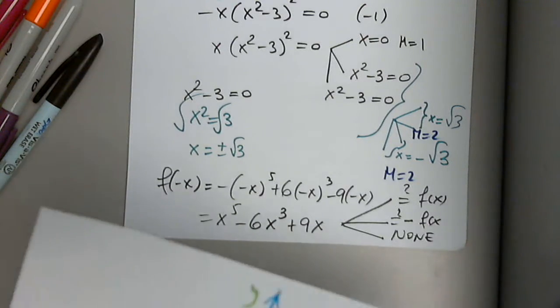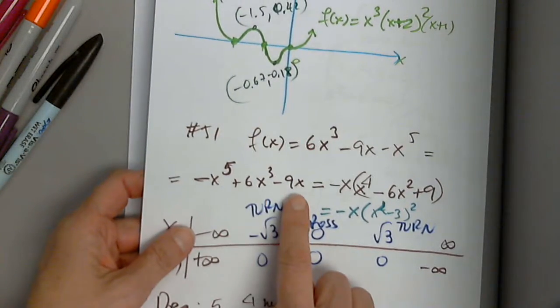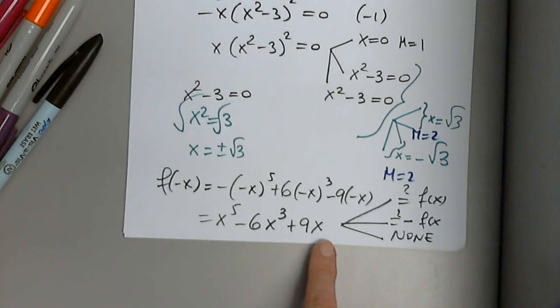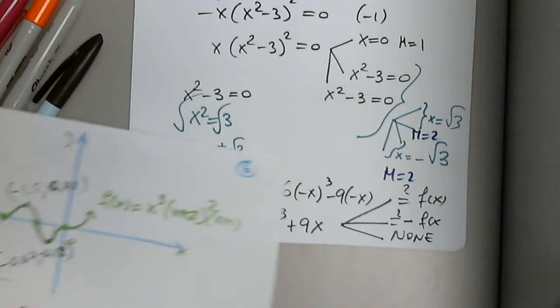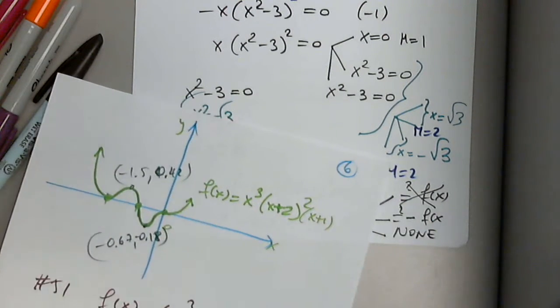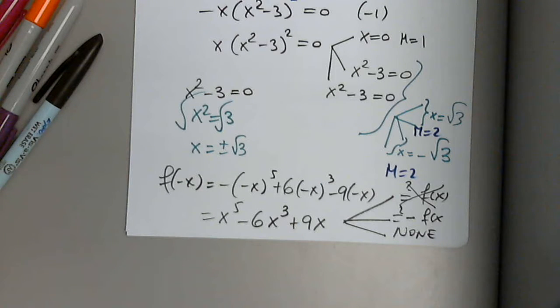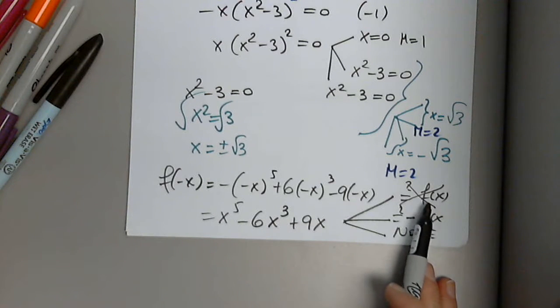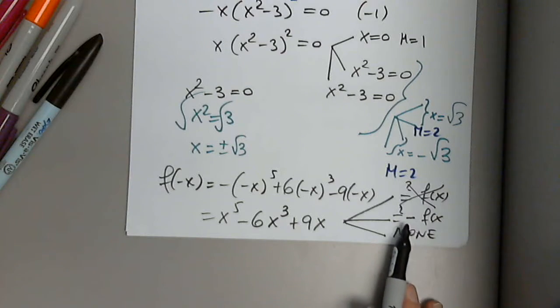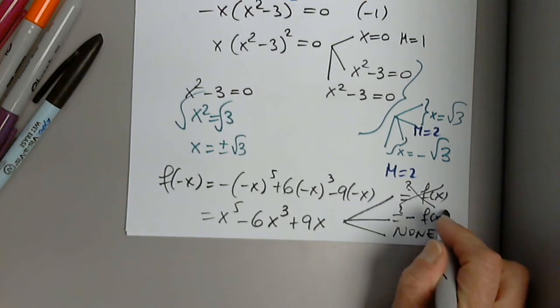So let me show you the function. The function is this, and we got this. No, absolutely not. Because if it doesn't equal negative f of x, is it even? If it equals f of x, it is even. If it equals negative f of x, it's odd.